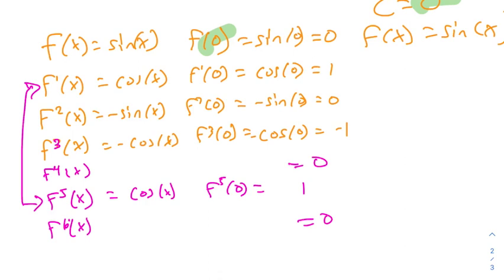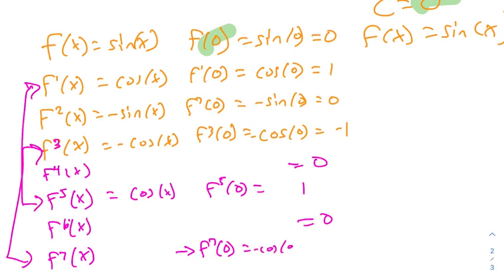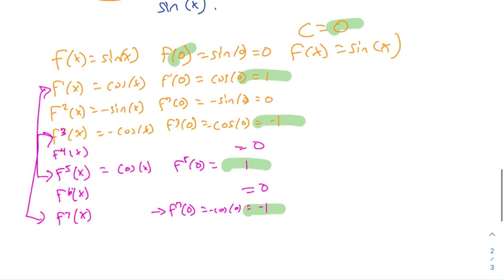I don't need a sixth derivative. That cycles back to 0 again. And then finally, I'm going to get my fourth term on the seventh derivative. So the seventh derivative at 0 is going to cycle back to the third derivative and be negative cosine of 0, negative 1. So it took me actually 7 derivatives to get 4 non-zero terms, right? So now we're going to put this into the Taylor polynomial centered at 0.